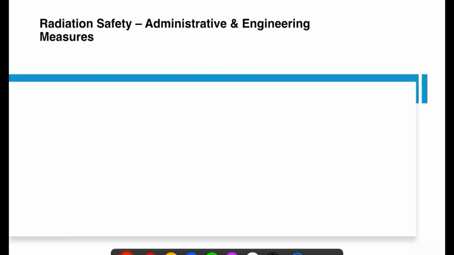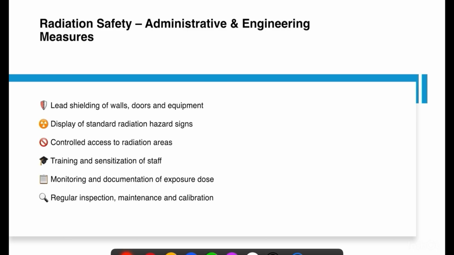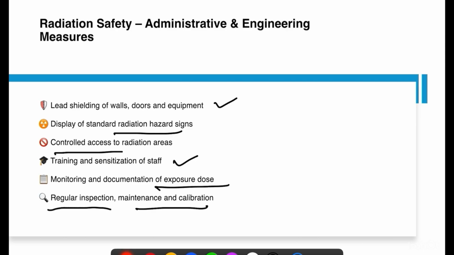What can be done in the administrative and engineering measures? Lead shielding of the walls, doors and equipment, display of the standard radiation hazard sign in the department, controlled access to the radiation areas, and training and sensitization of staff is also very important. Monitoring and documentation of exposure dose is also done, and regular inspection, maintenance and calibration of machines are being done.